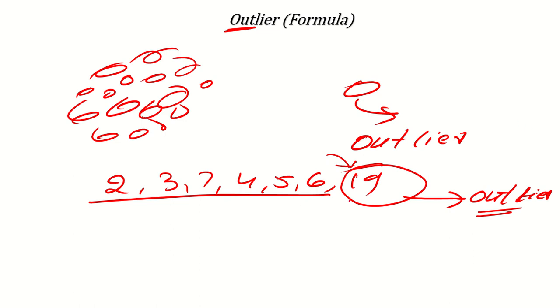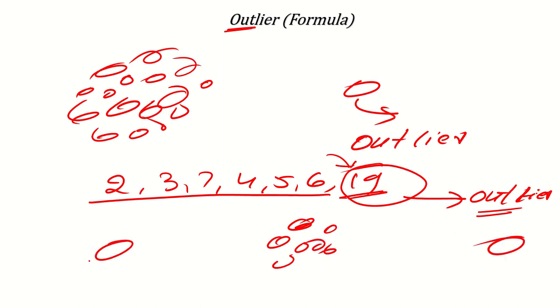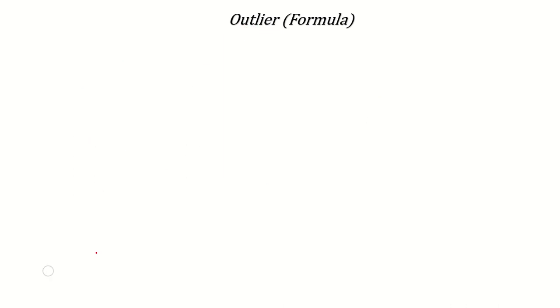So first of all, understand the meaning of outlier. An outlier is a number which is very far away from the group of numbers. It can be on the left side or on the right side, one here and one here. So this is an outlier and this is also an outlier. But what is the formula for that? The formula is very easy.